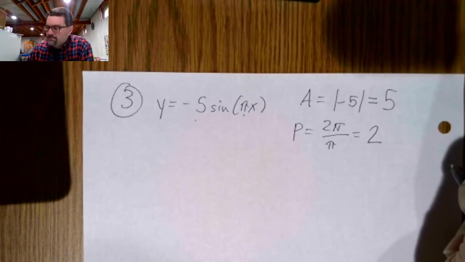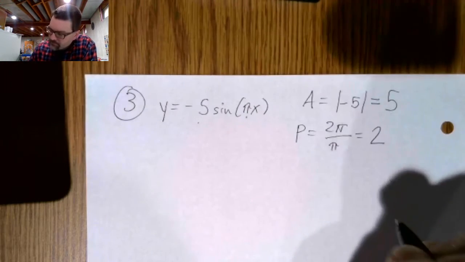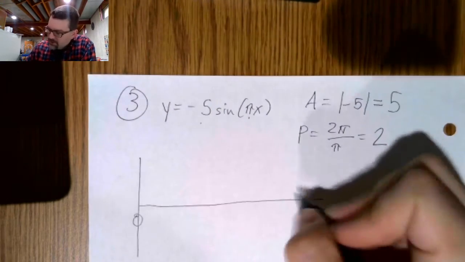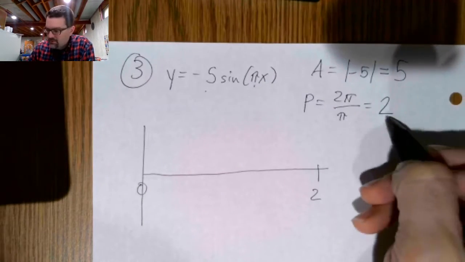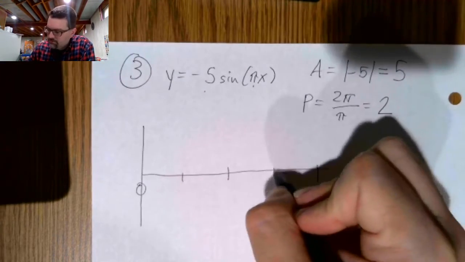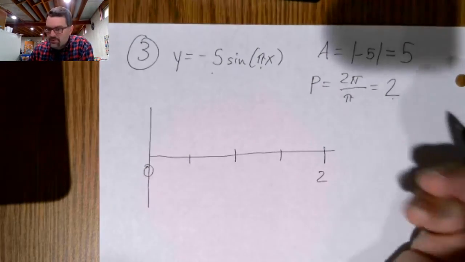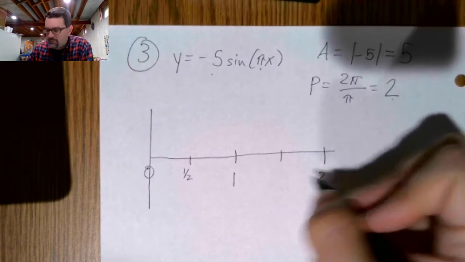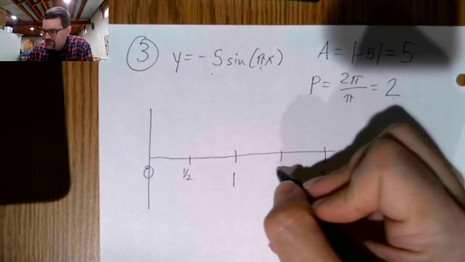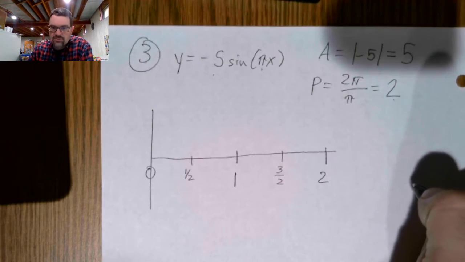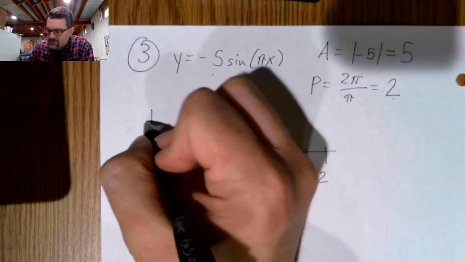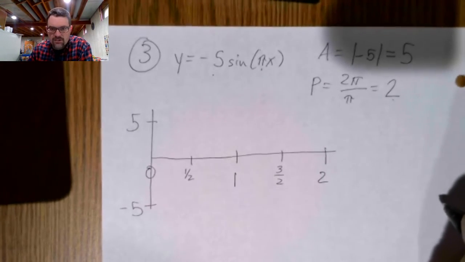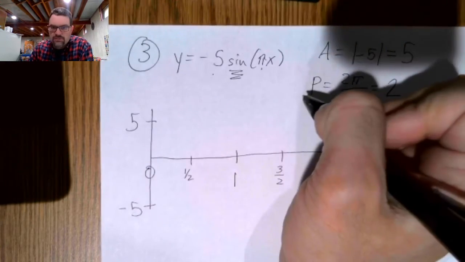That's it. Alright, so we're going to start at 0, we're going to end at 2 this time, so length of one cycle. So, halfway between 0 and 2 is 1, halfway between 0 and 1 is a half, halfway between 1 and 2 is, well, 1 1/2, 3 halves in particular. Our amplitude was 5, so there's our vertical axis markings.